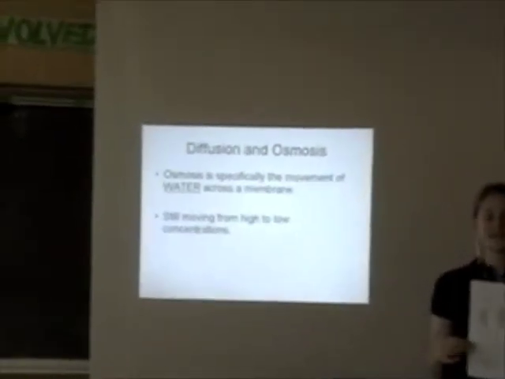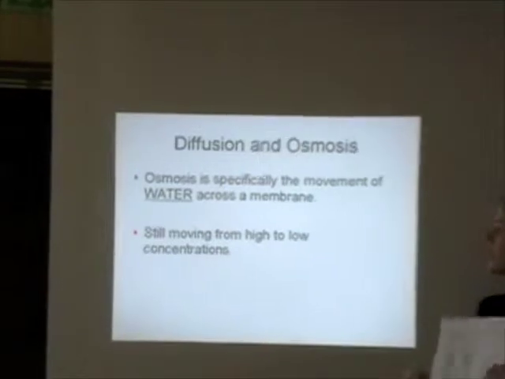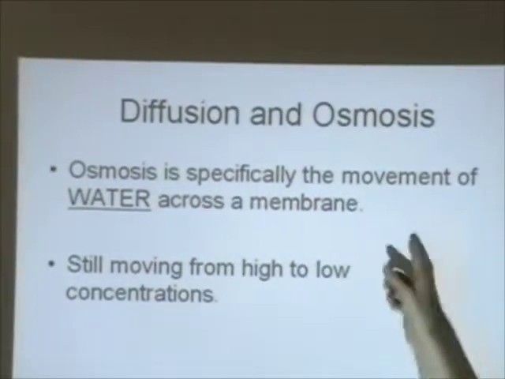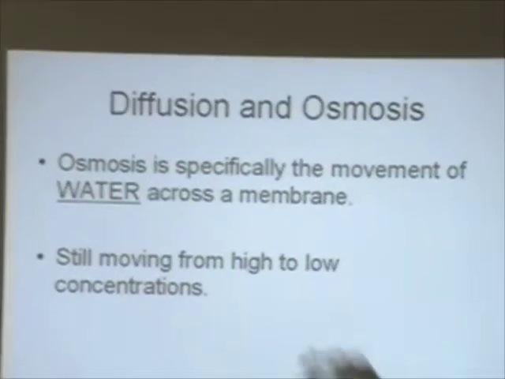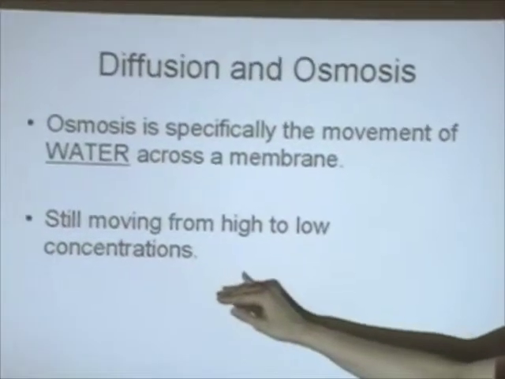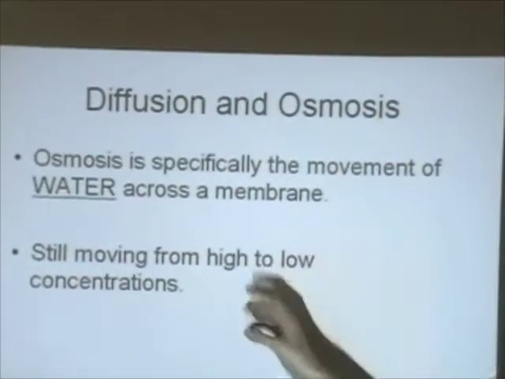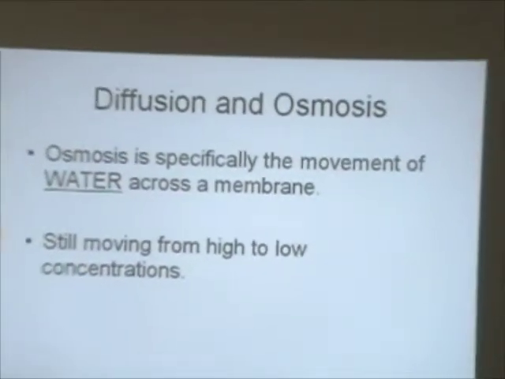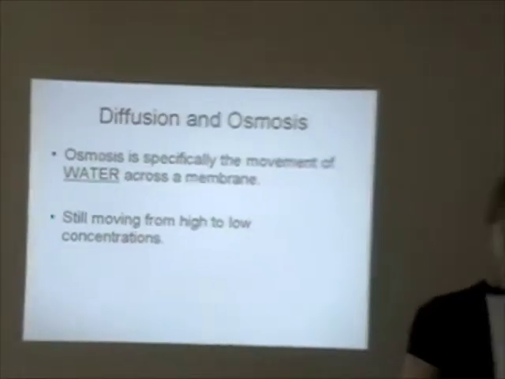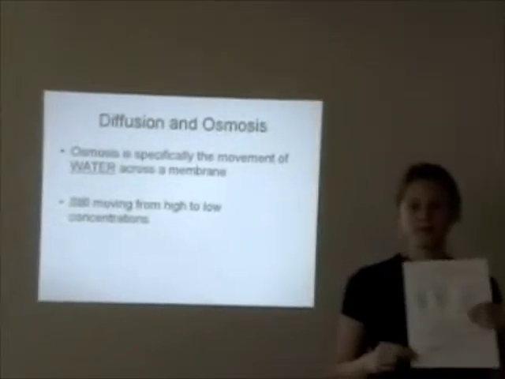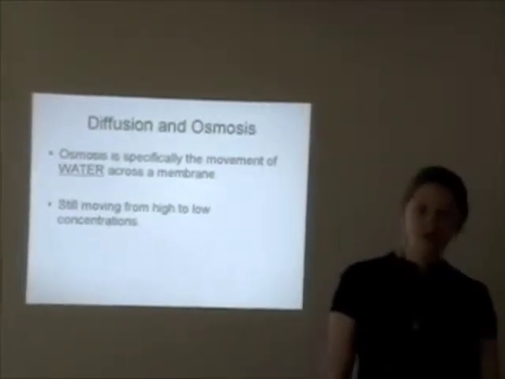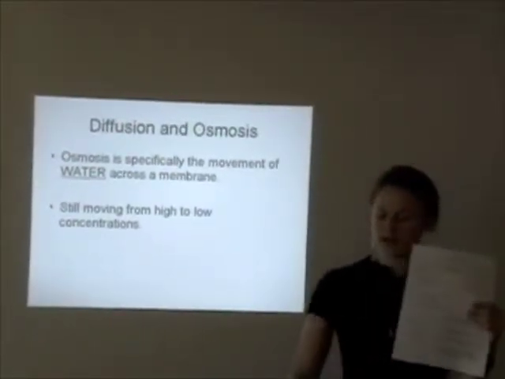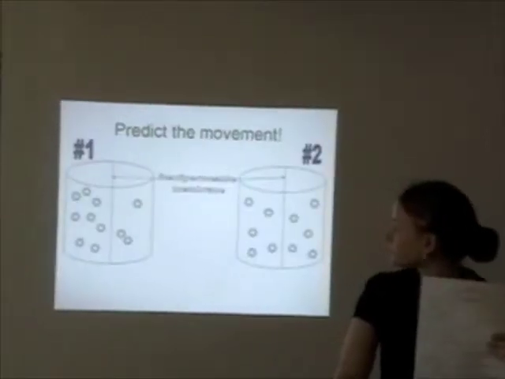Osmosis is a specific type of diffusion. So osmosis is specifically the movement of water molecules across the membrane. It's still moving from high to low concentration, but osmosis is just that technical term for talking about how water can enter and exit the cell. So you should have filled in diffusion and water for these last two bullets on the front side of your handout. So go ahead and flip to the back of your handout where we have a couple quick examples.